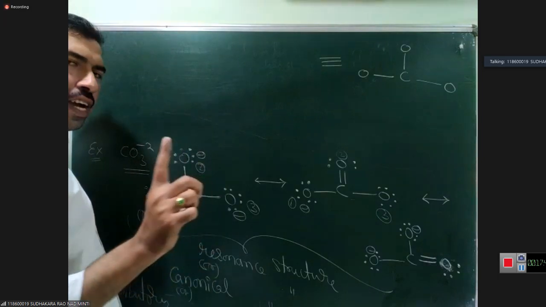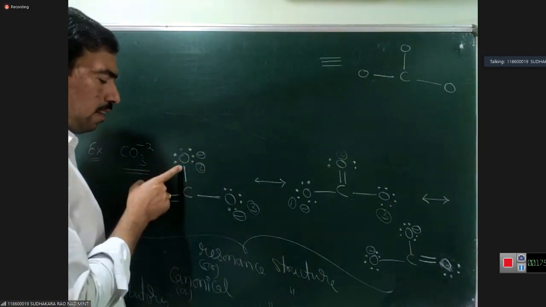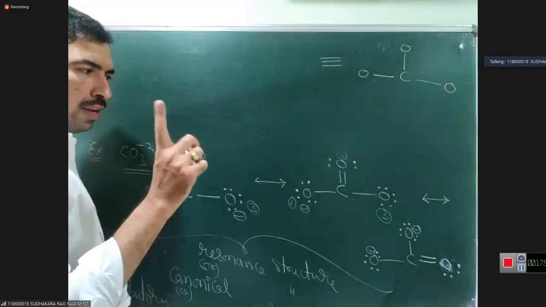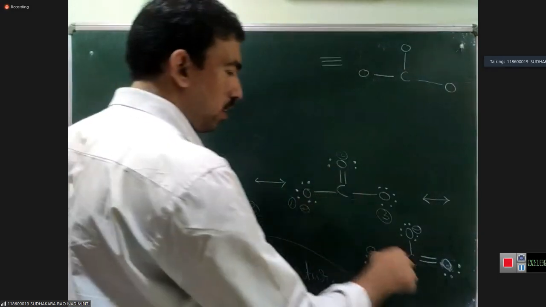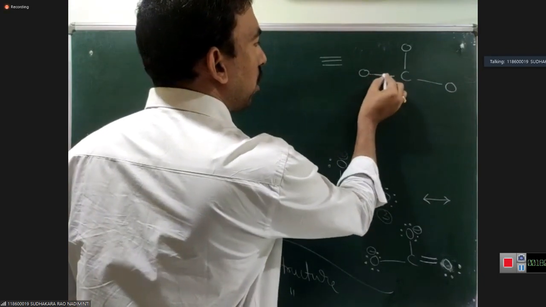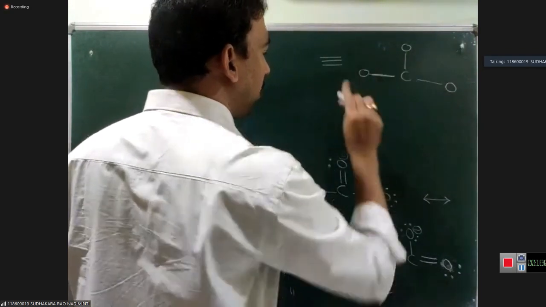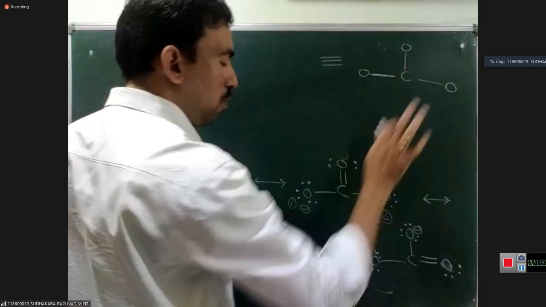Now you see, in every case there is at least one complete single bond. Here also a single bond there. So this is what is observed: at least one single bond between these atoms. So the resonance hybrid contains at least one single bond.